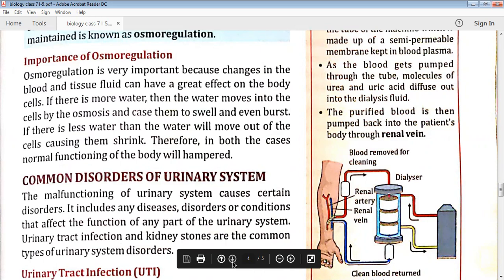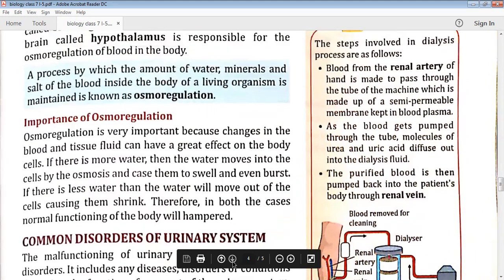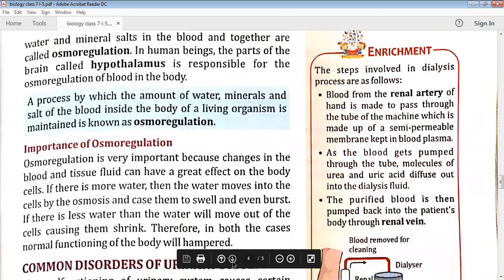If there is more than the required water in the body, then water will move into the cells. If the body has more than the amount of water it requires, then there may be chances that water will move into your cells and then they can even burst. And if there is less water, then the cells may shrink. Therefore, in both cases, the normal functioning of the body will be disturbed, it will be hampered. So it is very important to regulate the amount of water, because excess as well as deficiency of water can be harmful for the normal functioning of the body.